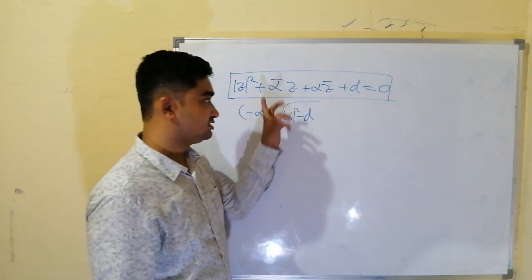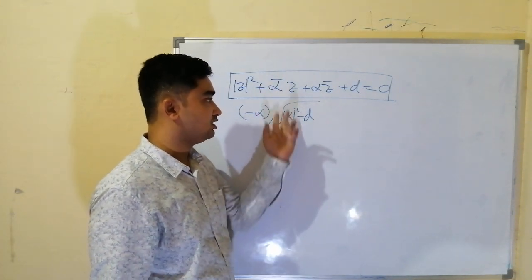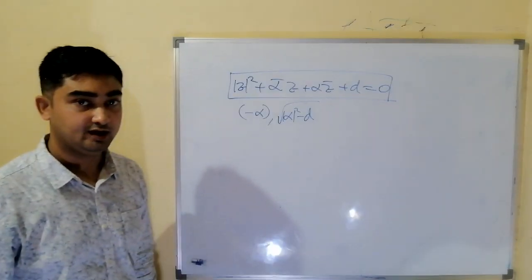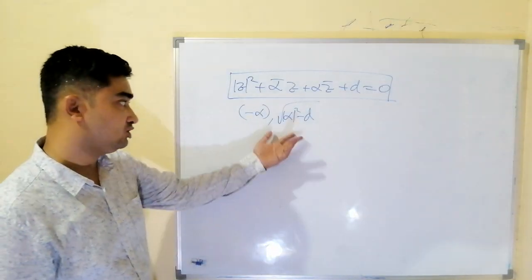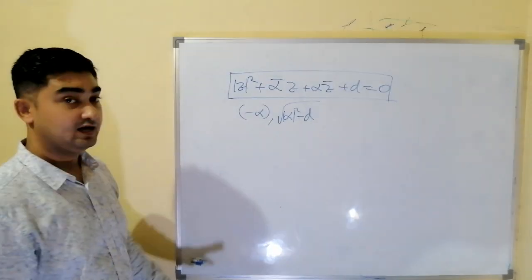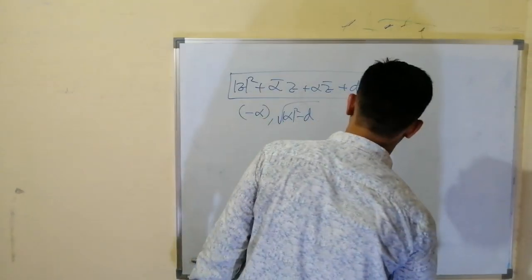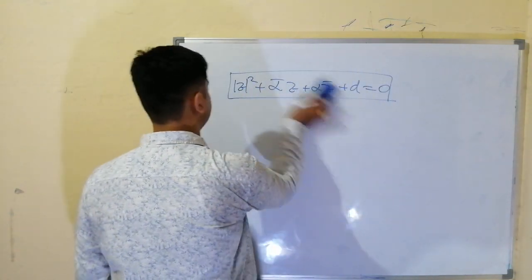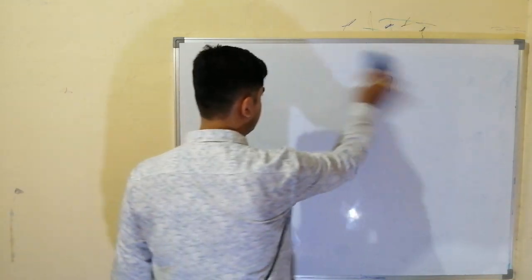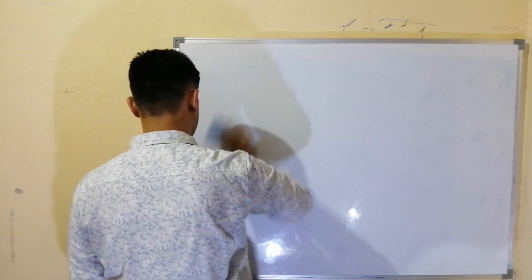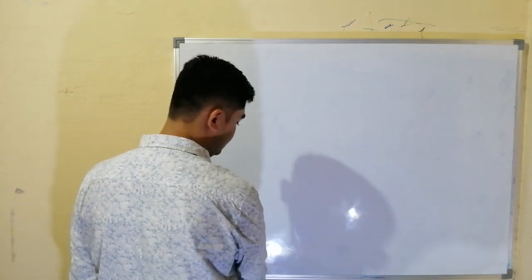So that means this circle is a real circle only when mod of alpha square is greater than or equal to d, because under root of negative is not defined. Otherwise it will become an imaginary circle where radius is an imaginary number. So this is the standard form where we have seen what is center and what is radius.